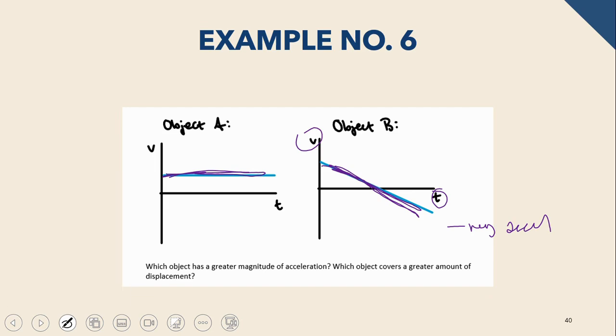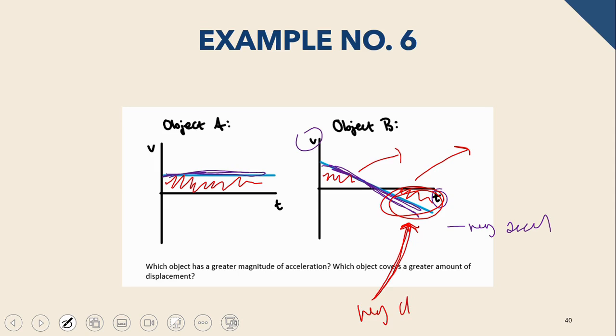Now, which object covers a greater amount of displacement? Recall that for a VT graph, the displacement is the area under the curve of the graph, or the area between the line of the graph and the x-axis. So that's this area right here and this area right here. Well, you might be saying, I can't tell, because these areas added together might be greater than object A or could be equal, I'm not sure. But the key thing you have to remember is that the area under a curve that's below the x-axis, so this area right here, is negative displacement.